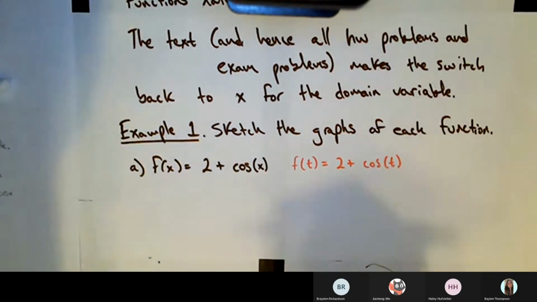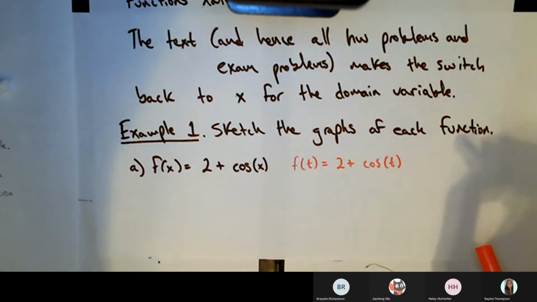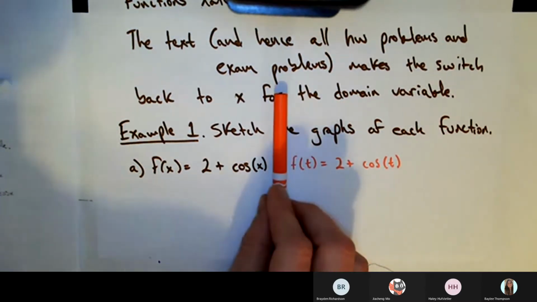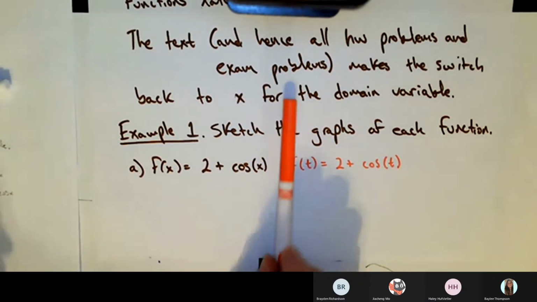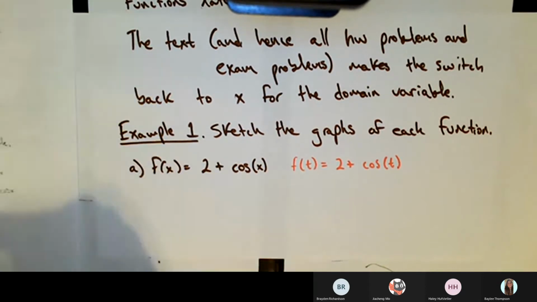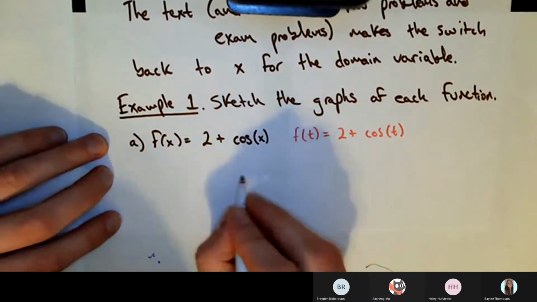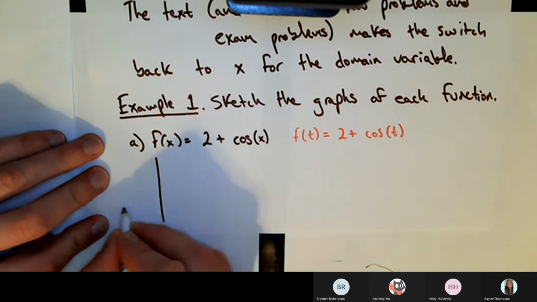And then when I graph the function, I would call the curve f of t, and I would call the vertical axis x, because that is what cosine t is outputting, an x coordinate on the unit circle. They are using x as their domain variable here, though. So what do we do here?